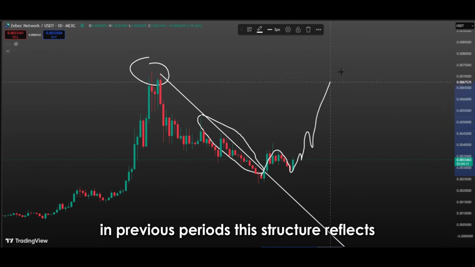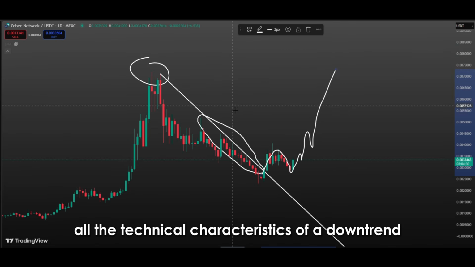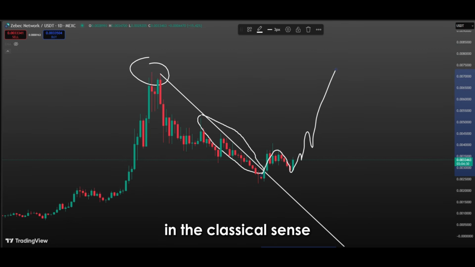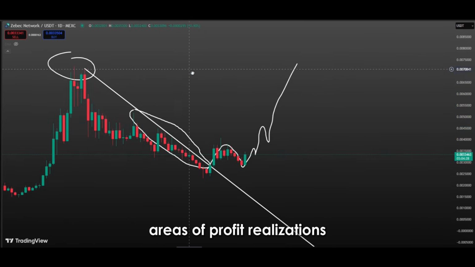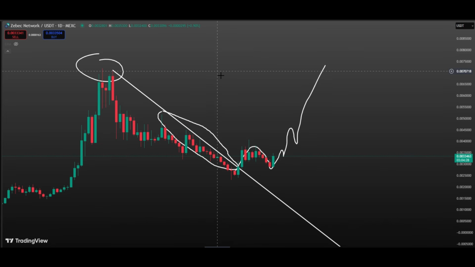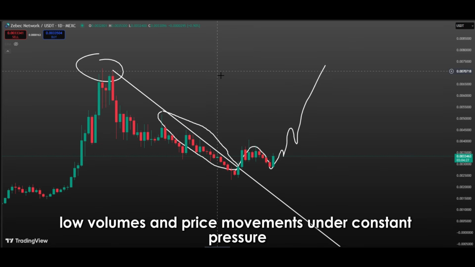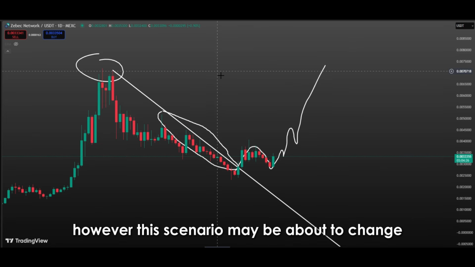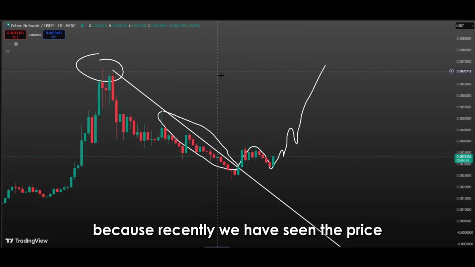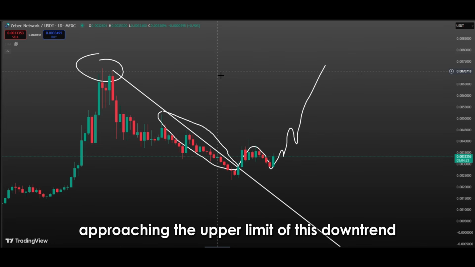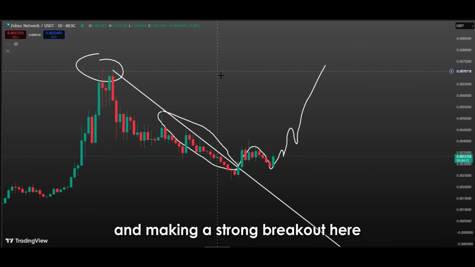This structure reflects all the technical characteristics of a downtrend in the classical sense: an unsafe environment in terms of investor psychology, areas of profit realizations, low volumes, and price movements under constant pressure. However, this scenario may be about to change, because recently we have seen the price approaching the upper limit of this downtrend and making a strong breakout here.